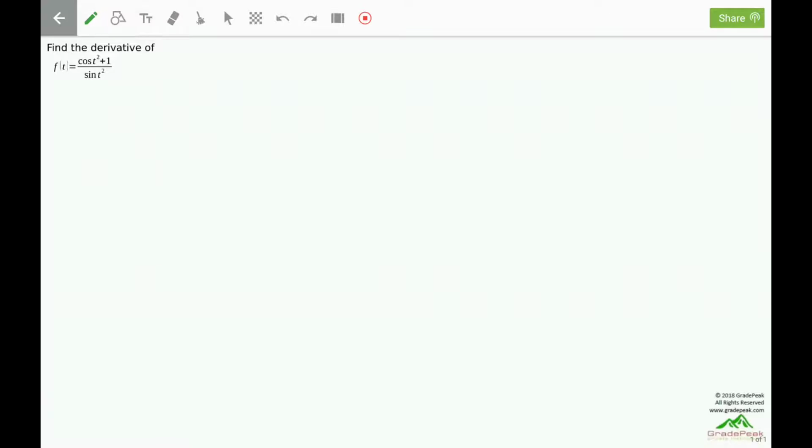Find the derivative of f of t equals the cosine of t squared plus 1 over the sine of t squared. F of t here is the quotient of two expressions, the cosine of t squared plus 1 over the sine of t squared. One option is to use the quotient rule to find the derivative.